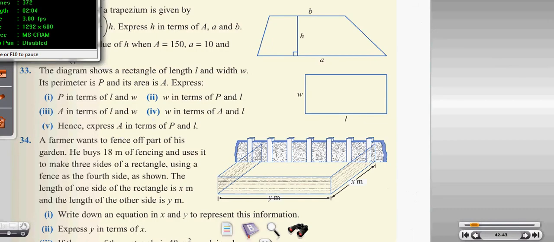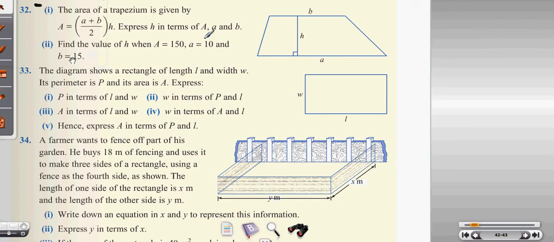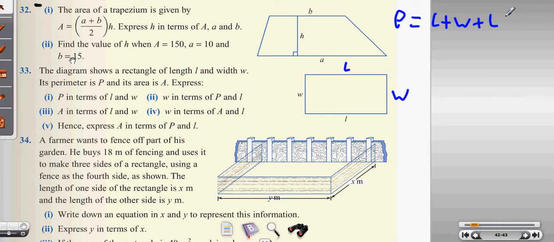The next part here is question 33. For question 33, we need to get the perimeter in terms of L and W. Now, perimeter means you're running a lap of the field. So basically, you go L, W, L, W. You're running a lap, okay? So the perimeter must be equal to L plus W plus L plus W. And therefore, perimeter is equal to 2L plus 2W.